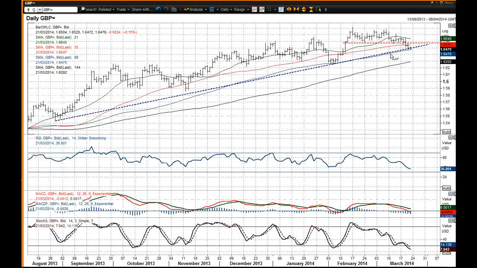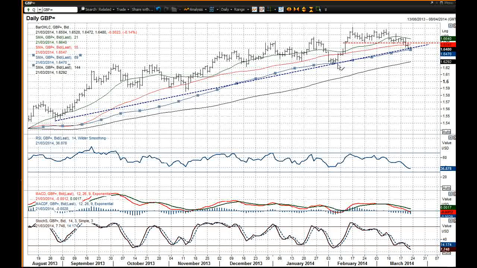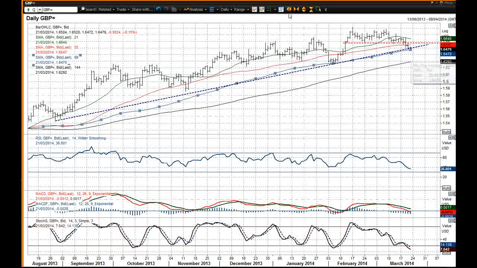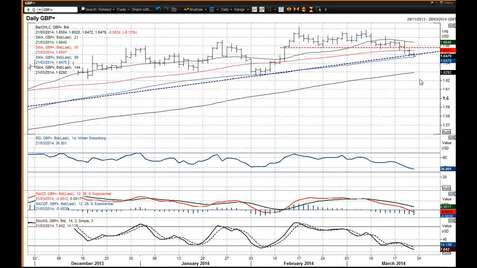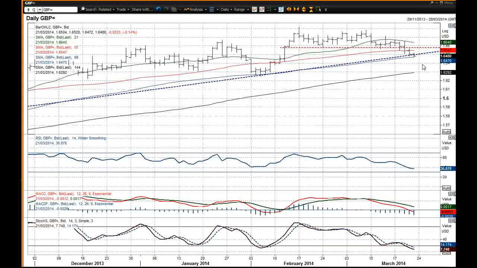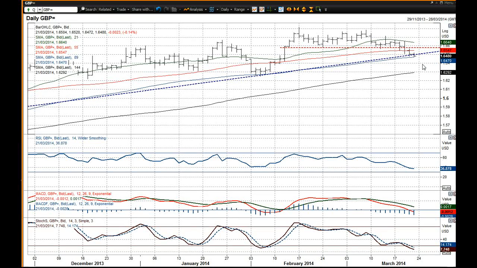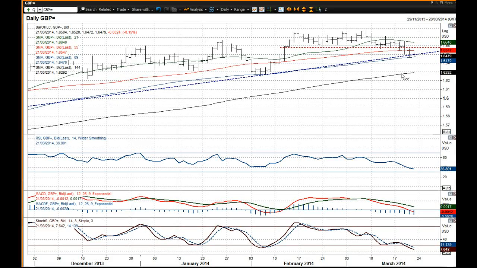Also, you've got this 89-day moving average, which supported the lows in February, and is also now pretty much bang on where we are now. So that is interesting as well. 64.70 is that 89-day moving average, but 64.80 is pretty much where we're trading at the moment.